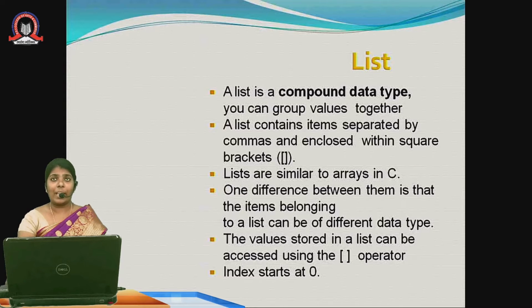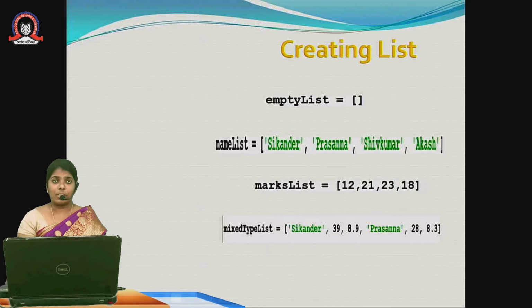Same like array, in array also we access the element through the index. The starting index will be 0, then 1, 2, 3. In the same way, in a list also there is an index: 0, 1, 2, 3. So you can access the element in the list through the index.